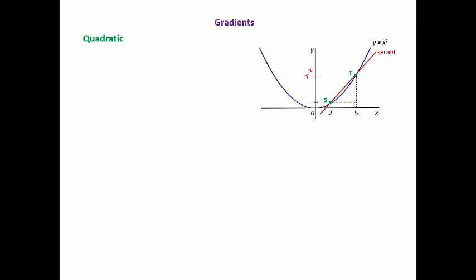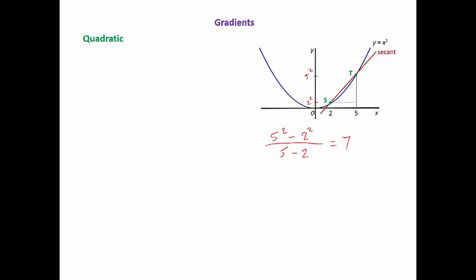And if x is 2, y is going to be 2 squared. And so the difference of the y-coordinates is going to be 5 squared minus 2 squared, divided by the difference of the x-coordinates, which is 5 minus 2. So we have 25 minus 4, which is 21. 21 divided by 3 is 7.